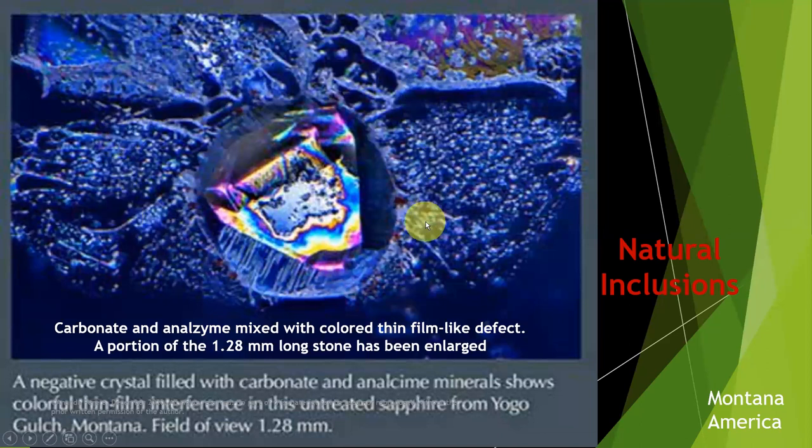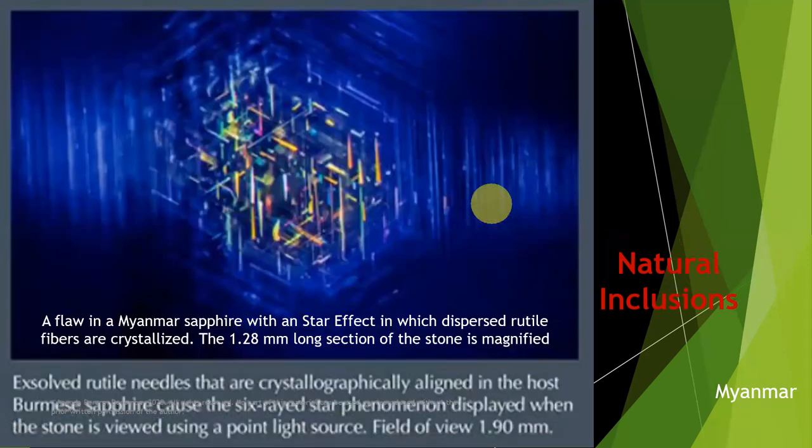When the stone was creating 35 million years before, inside the lava, the stone cooled. Inside here, carbonate and analcime mixed and gave the colored film-like defect. This is a 1.28 millimeter long stone that has been enlarged. When we enlarge, we can see these inclusions.